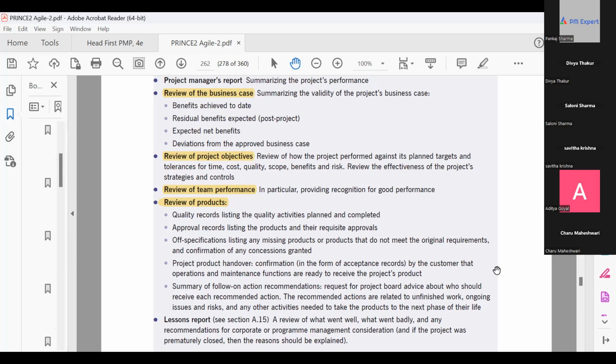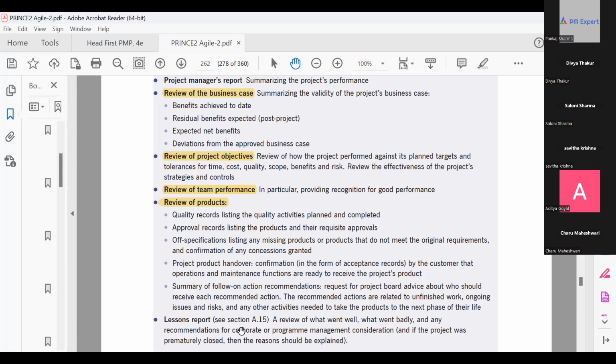See, you can have a separate lesson report also, but this lesson report should be a part of the project closure report also. So you have two options, both are okay. One is in the project closure report, you can write the lesson report like this. Or you can have a separate lesson report document, and you can give the reference of that document here.